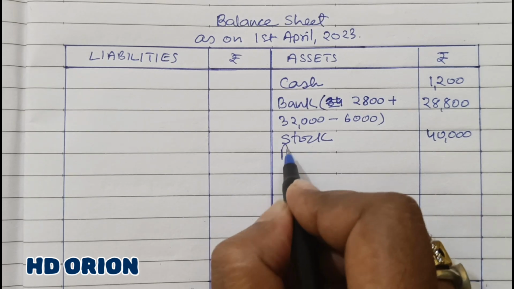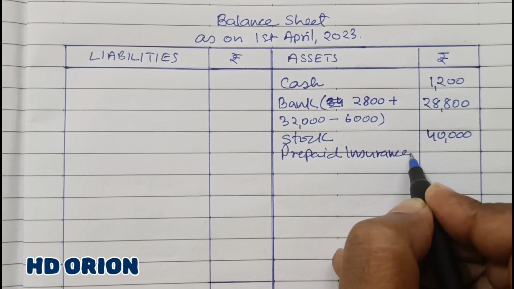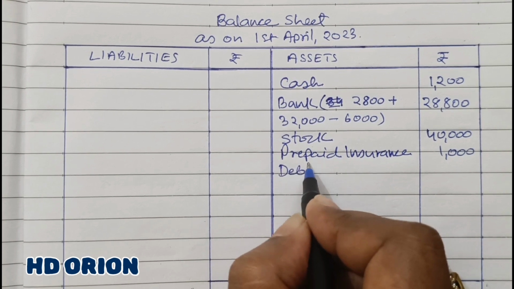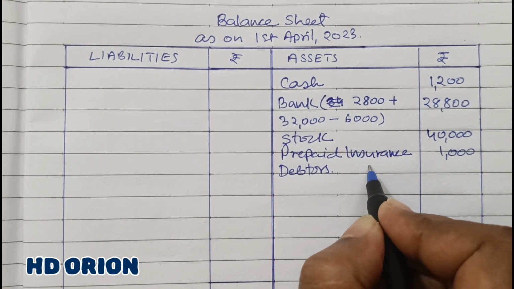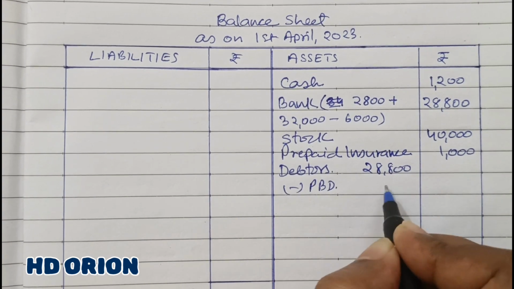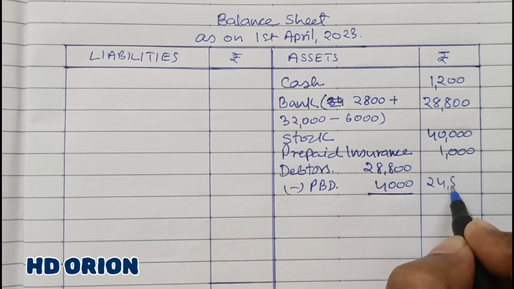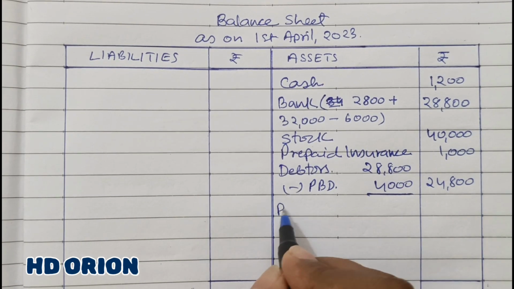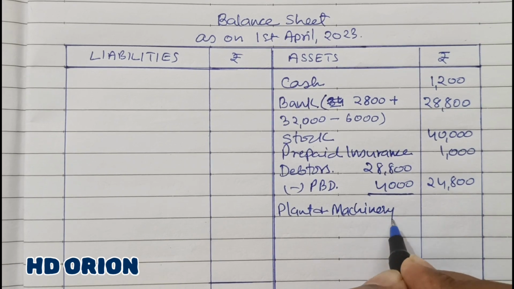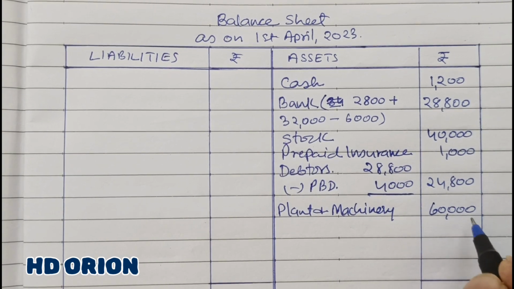Then prepaid insurance, as before, 1,000, no change in this. Then debtors are of rupees 28,800, and provision for bad debts we have prepared of rupees 4,000. So the amount is 24,800. Then plant and machinery, from 48,000 rupees it has come up to 60,000 as suggested in the question.